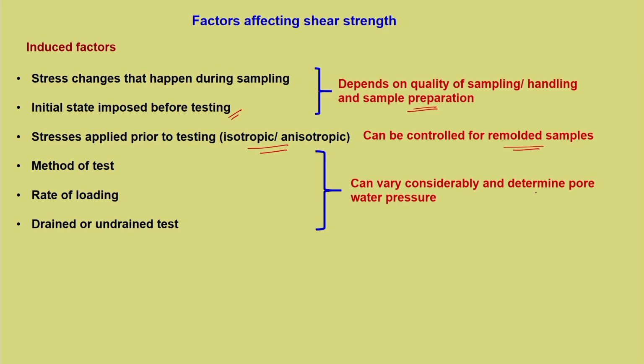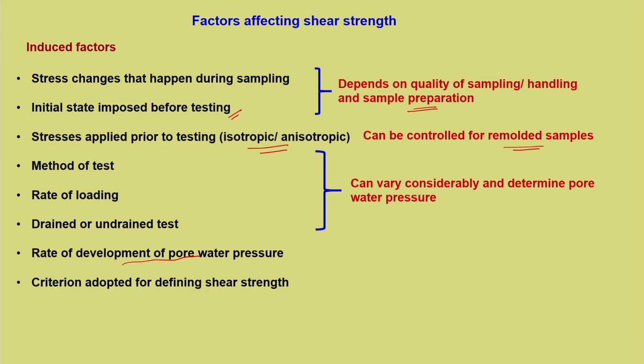The rate of loading can vary considerably and determine the pore water pressure in the case of an undrained test. What is the rate of development of pore water pressure? The criterion adopted for defining shear strength, that is what we have just discussed. So, that also will determine what type of failure strength and failure envelope we are referring to. Shear strength varies depending on the criterion adopted. So, that is all related to the factors affecting the shear strength.